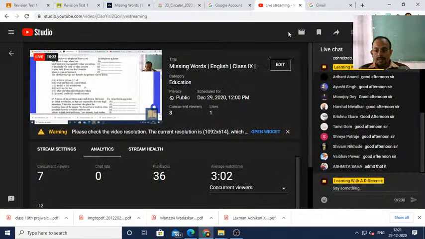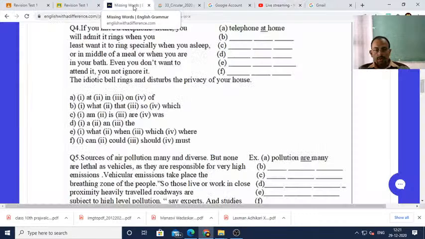Have you written, dear students? Asmita has written admit that. Yes, Asmita, you're absolutely correct. So it should be admit that. You will admit that it rings when you least want it to ring, especially when you are asleep. So number C, you tell me. Any one of you tell me number C. What should be the answer?